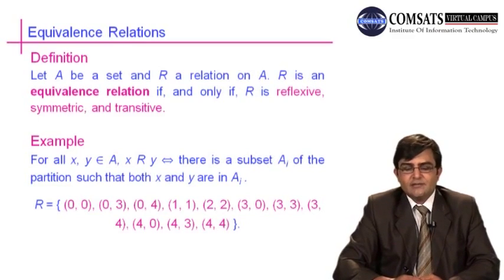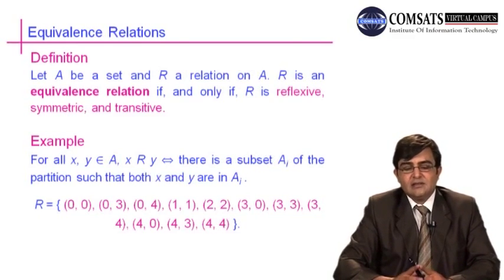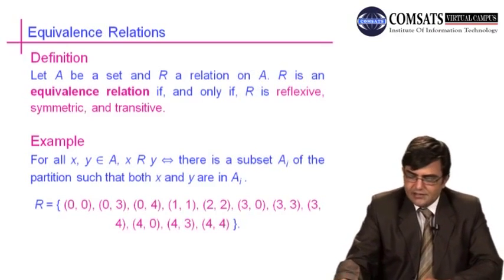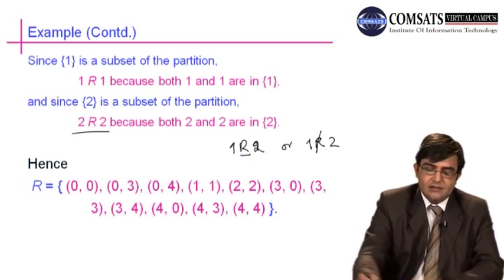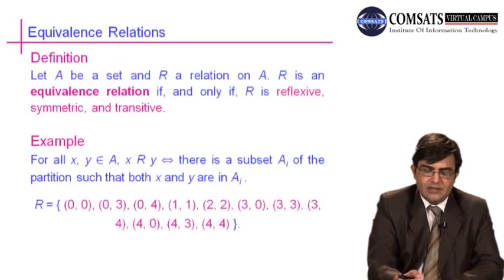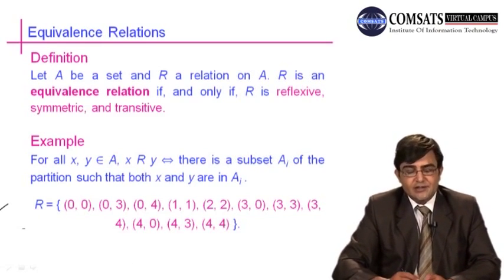So any relation which satisfies these three properties, that is, R is reflexive, R is symmetric and R is transitive, then we say that relation is an equivalence relation. For example, the previous relation, which was the relation induced by a partition, I write it again on the next slide here. This is basically the relation induced by a partition which we discussed in the previous slide.